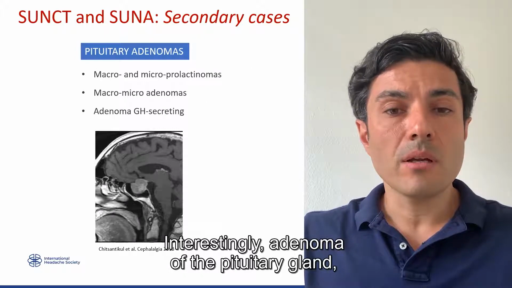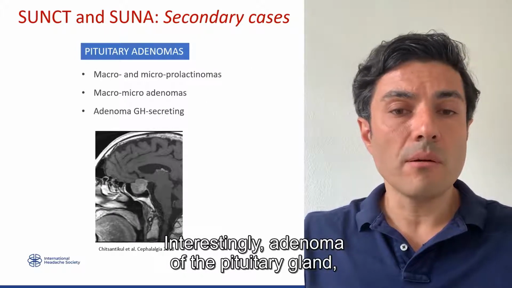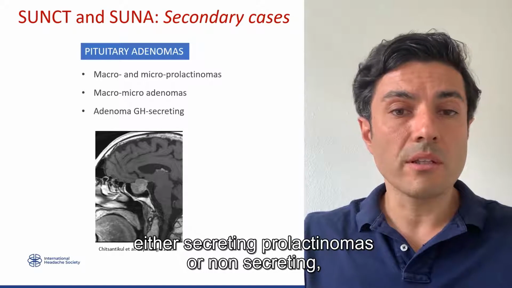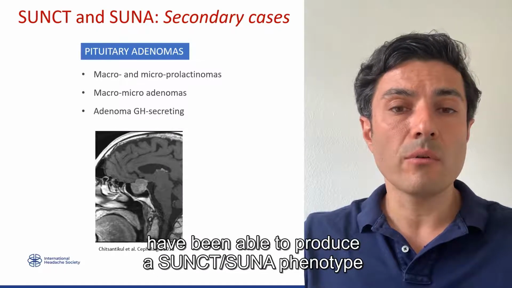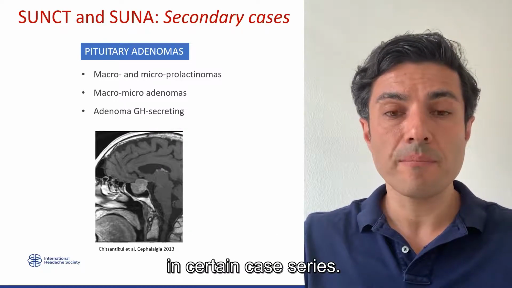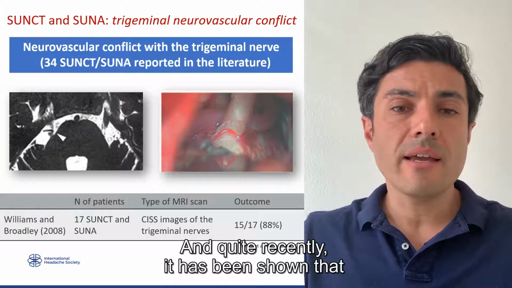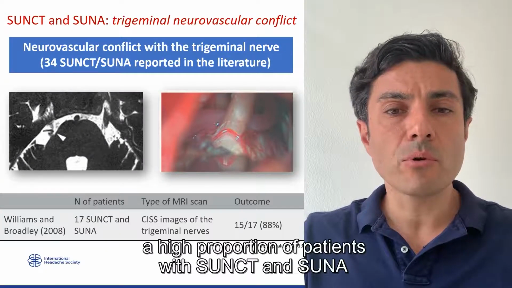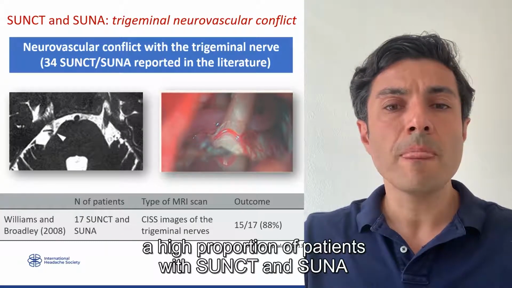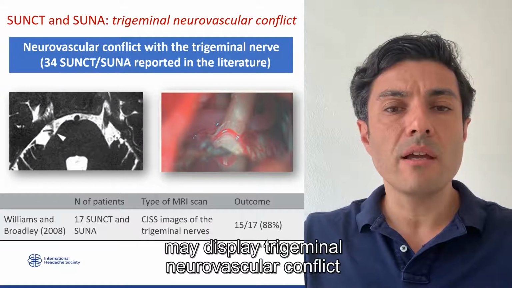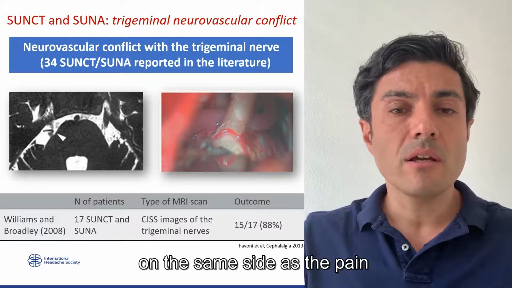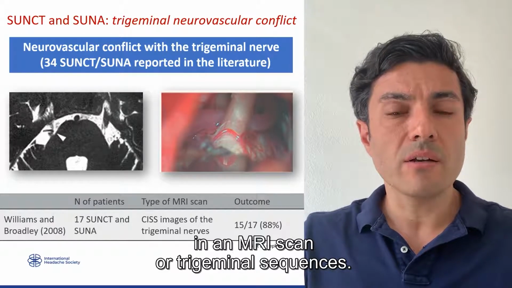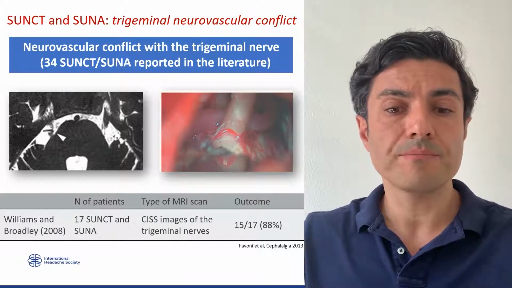Interestingly, adenoma of the pituitary gland, either secreting like prolactinomas or non-secreting, have been able to produce a SUNCT-SUNA phenotype in certain case series. And quite recently, it has been shown that a high proportion of patients with SUNCT and SUNA may display a trigeminal neurovascular conflict on the same side of the pain in MRI scan with trigeminal sequences.